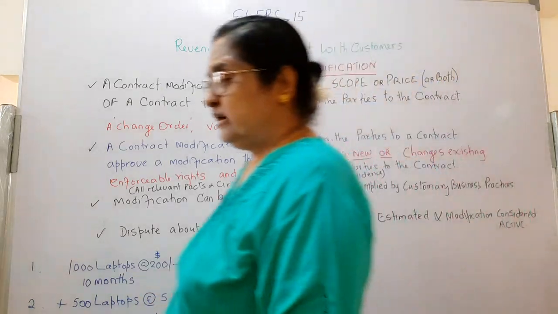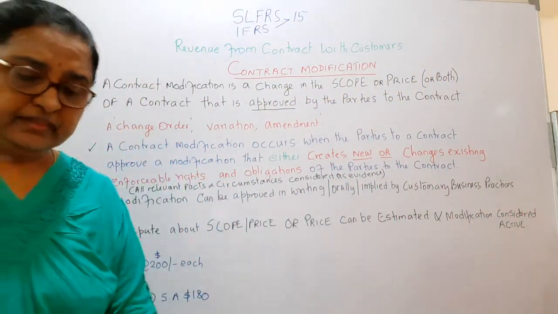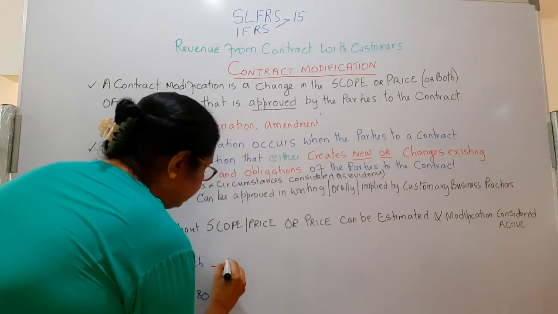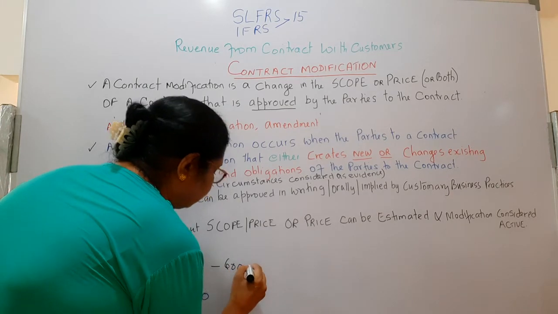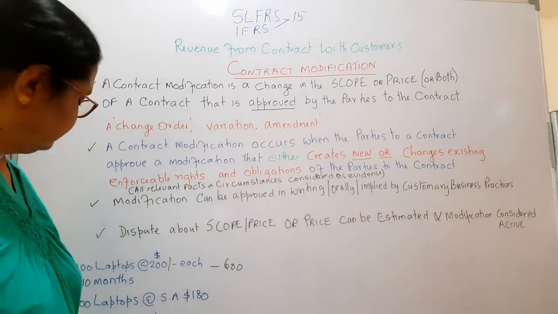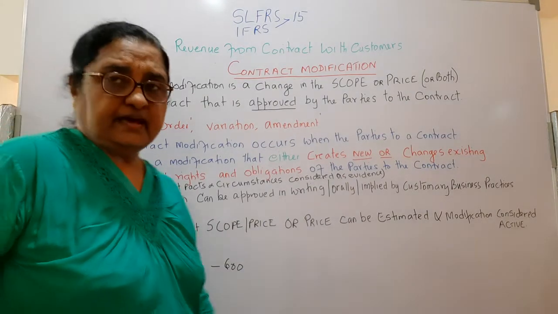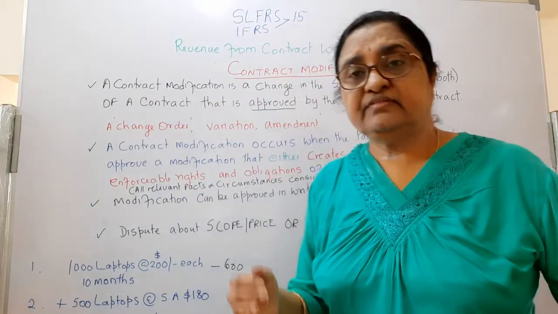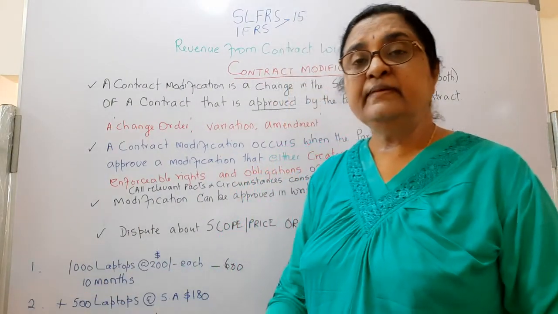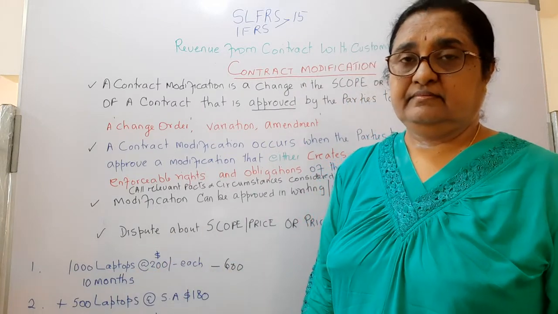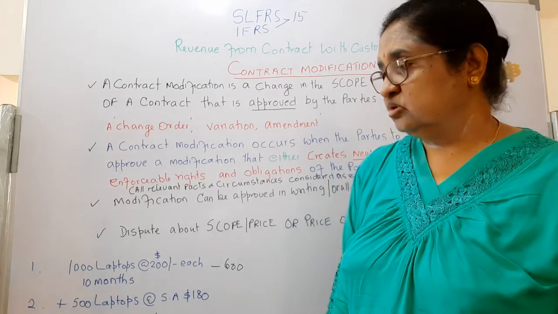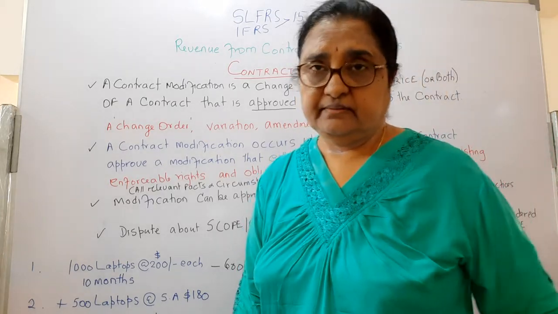After 1 or 2 months, after supplying about 600 laptops, the customer comes and says, now I have got some new business. I am expanding my business. I will be needing more laptops. Give me 500 more in the same contract. So that becomes a contract modification.